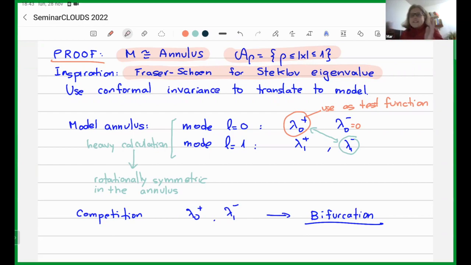Once you realize that you can do this for a third order operator, then okay, it may be a nasty calculation, but you can do it. So for us, what was surprising is that we had this structure. Basically, the first thing in the proof is that we use conformal invariance to translate our manifold M to the model that is a flat annulus. And now when you have a flat annulus, you sit down and it's a heavy calculation, but you can write down all the eigenvalues and the eigenfunctions, kind of. We don't have such a nice spectrum as you have for an annulus in dimension 2, but you can still do something.